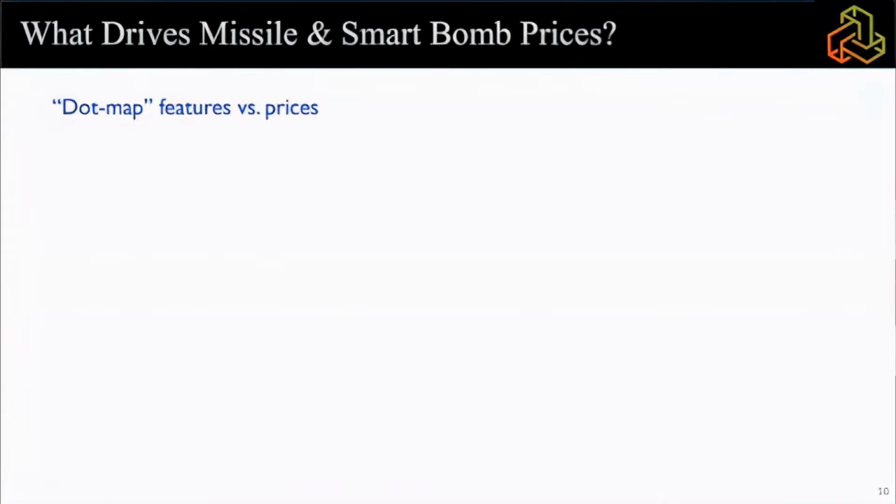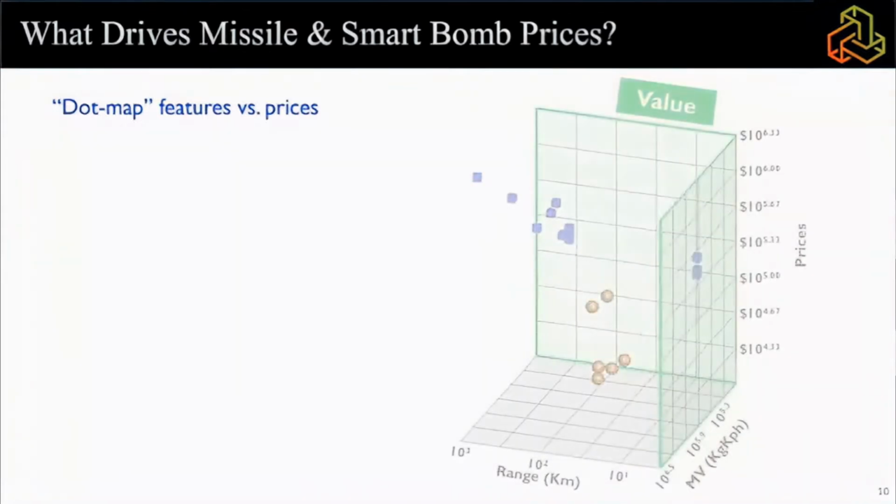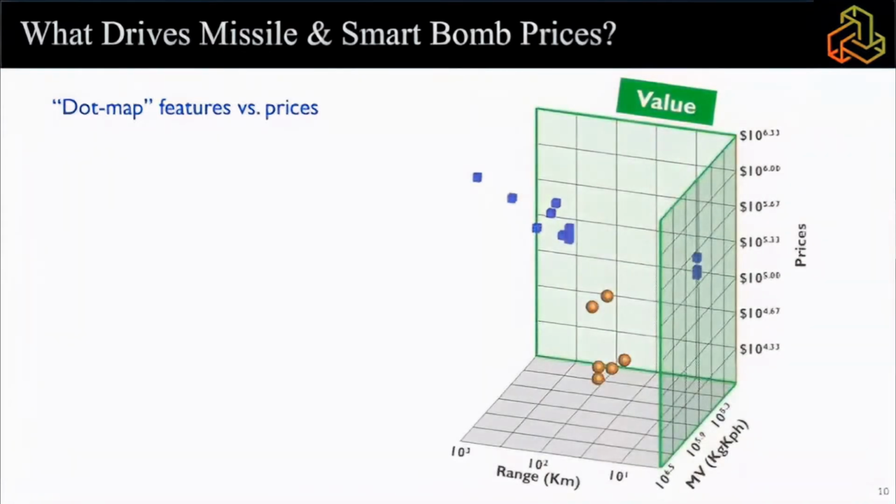So what drives these prices? Now, a lot of you have heard of the law of supply and demand. We're going to look at something in a different way in just a bit. But what would happen if we just dot mapped the features? In this case, the feature is the momentum, the kilograms of the weapon times its speed. Kilograms times kilometers per hour gives us a momentum term, and we're going to plot the range here. And we've got the smart bombs here, and we've got the missiles here.